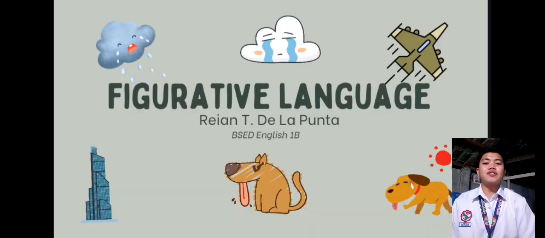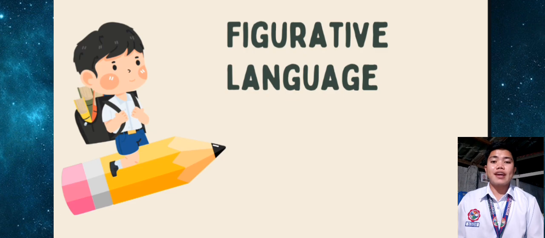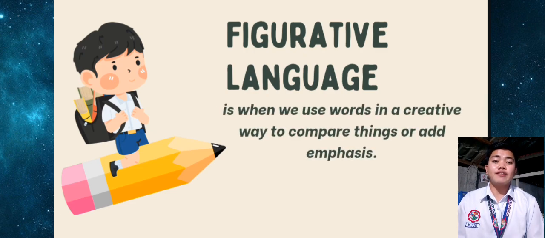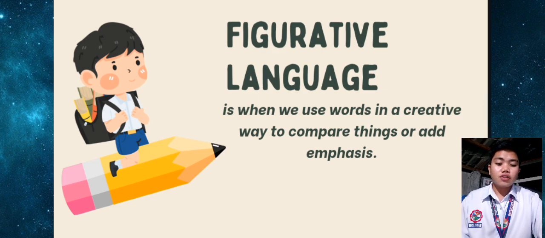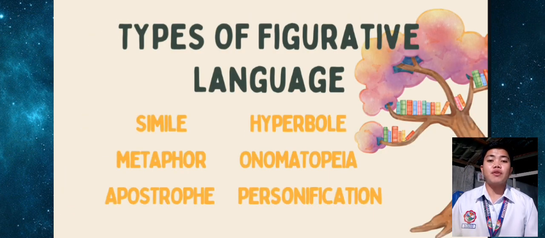So today, we're going to discuss figurative language. Figurative language is when we use words in a creative way to compare things and add emphasis. It also makes our writing more interesting and helps paint a picture in the reader's mind. There are many types of figurative language, but we're going to focus only on six: simile, metaphor, personification, apostrophe, onomatopoeia, and hyperbole.